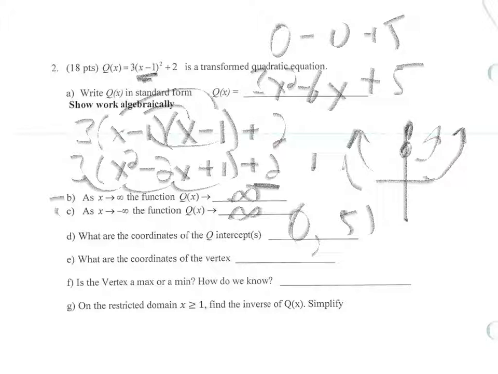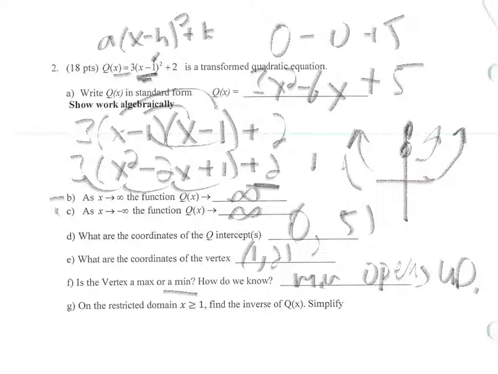The coordinates of the vertex, remember, we're talking about a times x minus h squared plus k, and we have to change the sign of what's inside the parentheses, so the vertex is 1, 2, the point 1, 2. And this is the minimum, because this parabola opens up, because that leading coefficient is positive. Okay, so min, because it opens up.